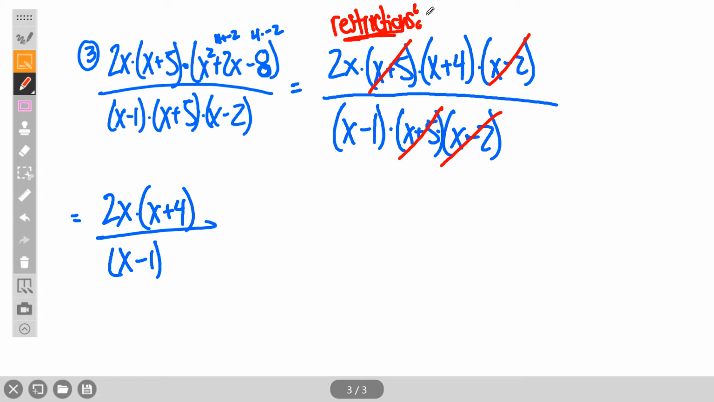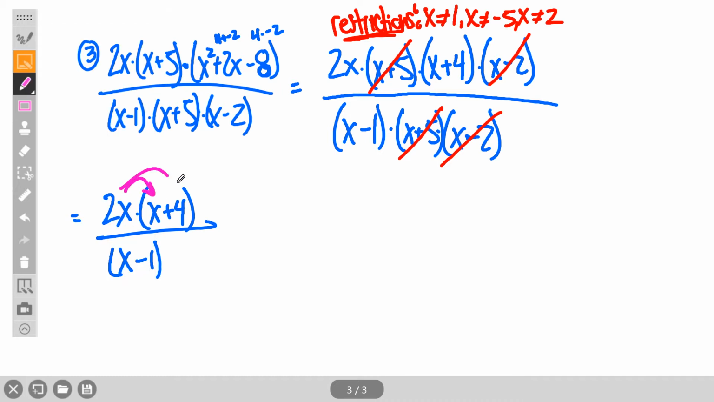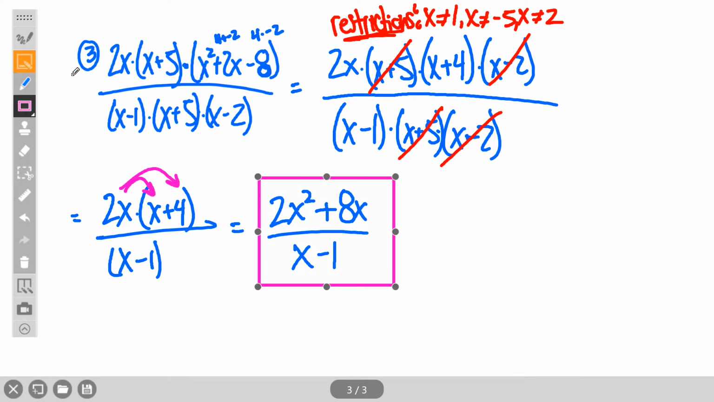Just so I know my restrictions, x cannot be equal to 1, cannot be equal to -5, and can't be equal to 2. Okay, just need to put this back into standard form by distributing. We got 2x squared plus 8x over x minus 1. And that would be my simplified expression. And it has the restrictions, x cannot be equal to 1, -5, or 2.